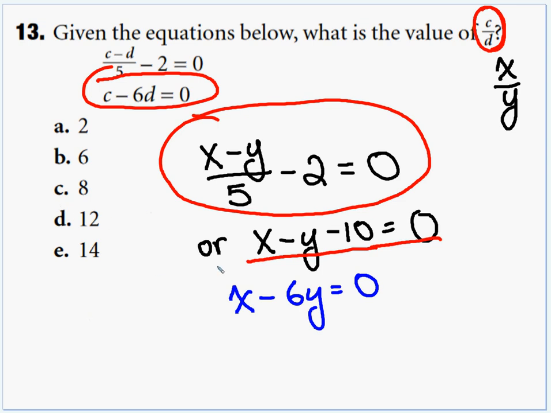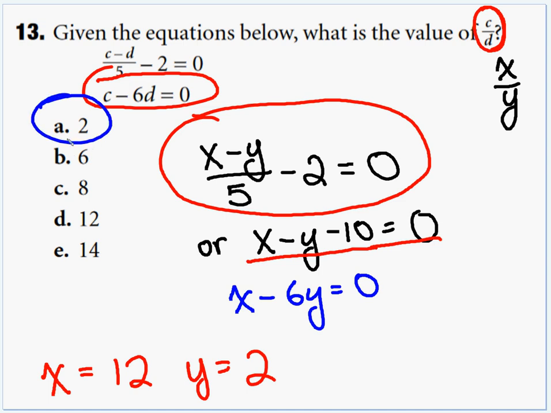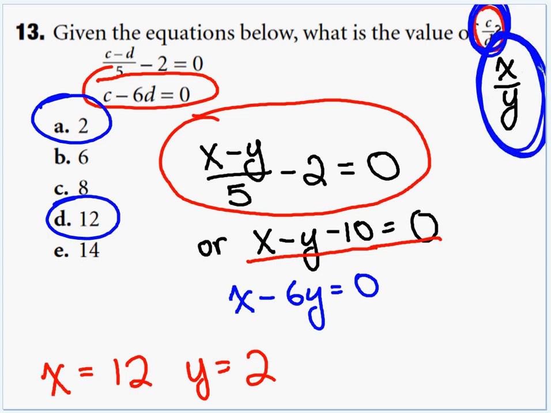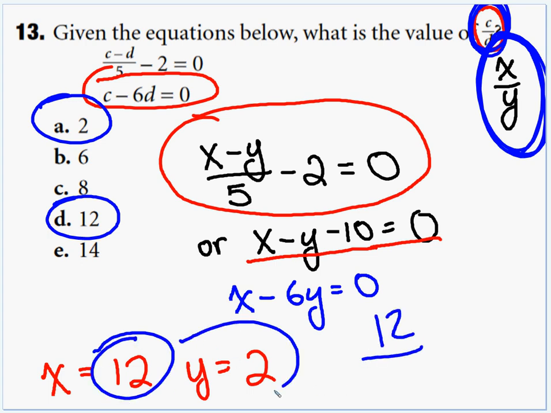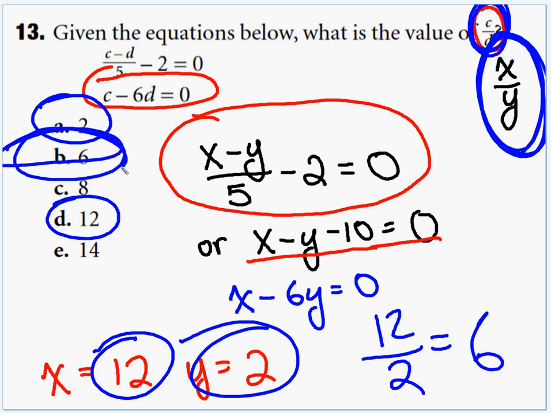Okay, and when I solved this one, I got x equals positive 12, and y equals 2. Now notice in the multiple choice answers, here's 2, here's 12. Those are decoy answers. Remember, they wanted c divided by d, or in our case, x divided by y. So I should take my x of 12, and I should divide it by my y of 2, and that gives me the answer we're really looking for, B, value of 6.